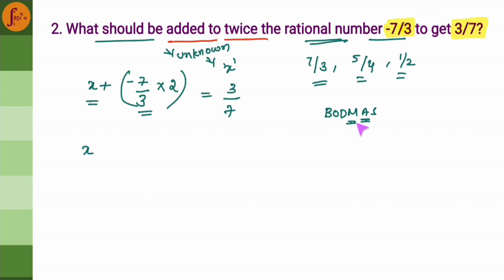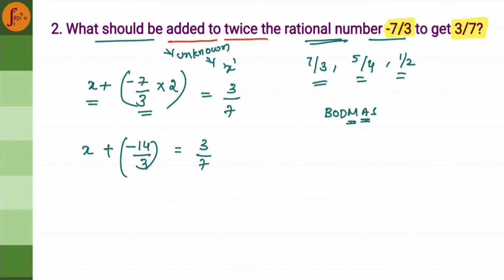Before you add, you should multiply. So we'll multiply this because you have multiplication here. So minus 7 into 2, minus 14 by 3. We have multiplied this and now we have plus. After multiplication, then we can do addition.